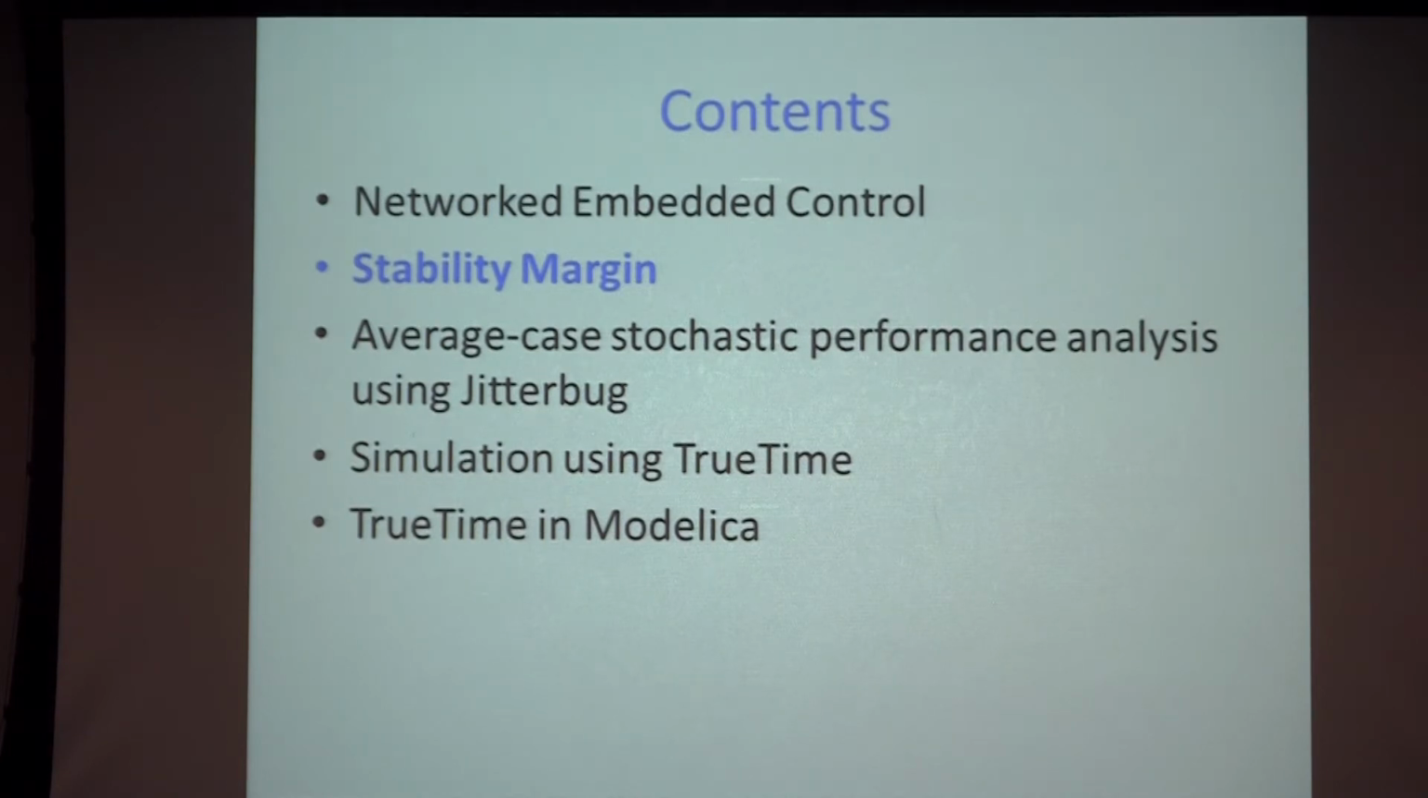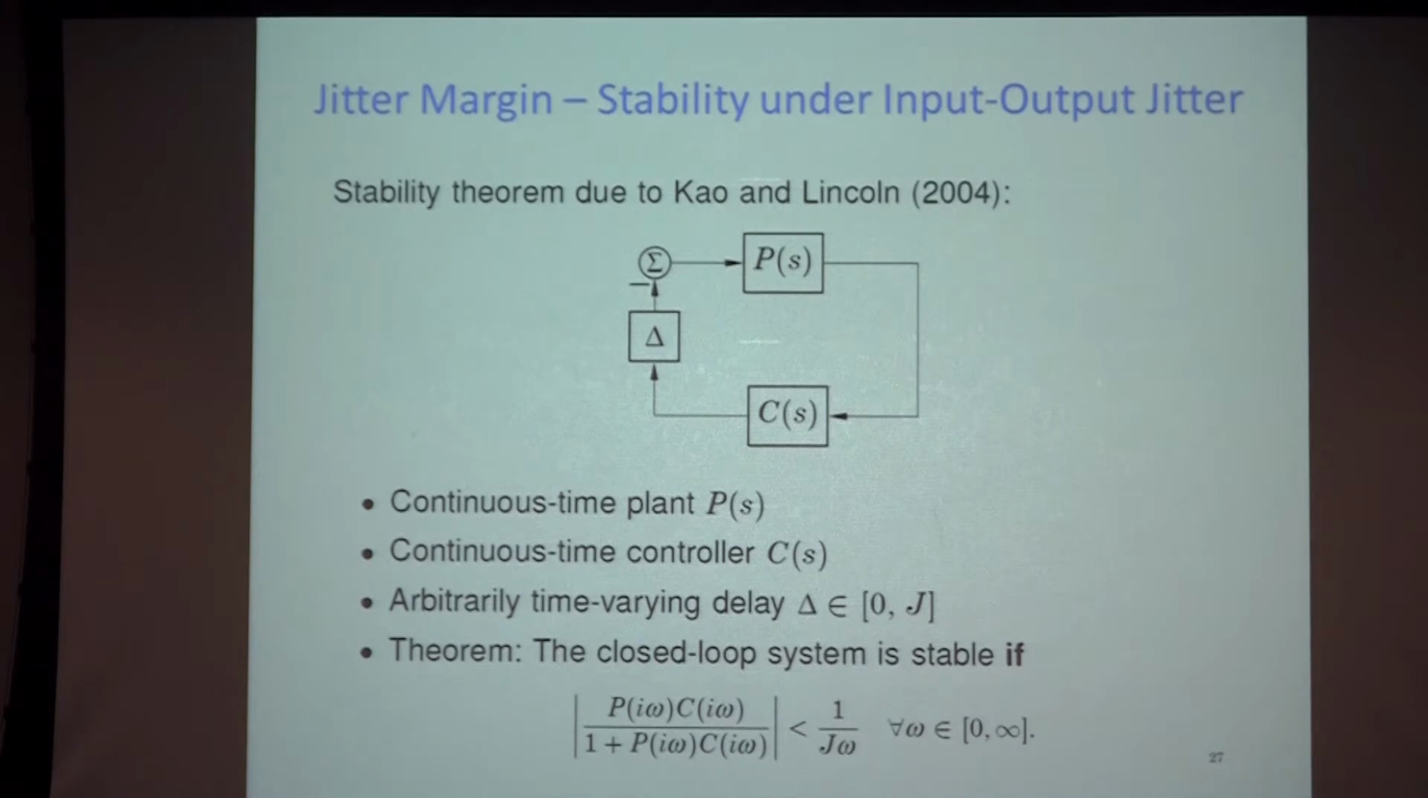Stability margin then. The first theorem of this type that was developed in our group was developed in 2004 by Cao and Lincoln. It's a stability theorem where you formulate your plant like this. You have your continuous time plant, you have your controller, and then you have a delay here. And this delay is arbitrarily time varying. So you assume that you have some max value j and some min value 0, and then it can vary in any way whatsoever in between 0 and j from one sample to another sample, so to say.